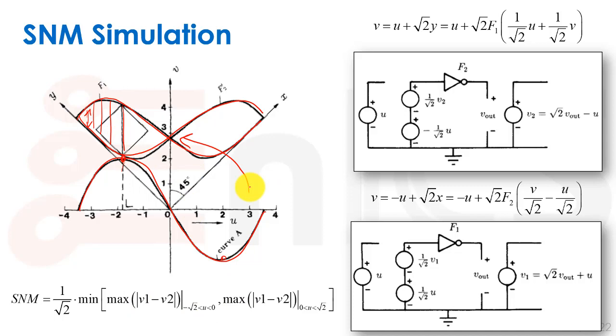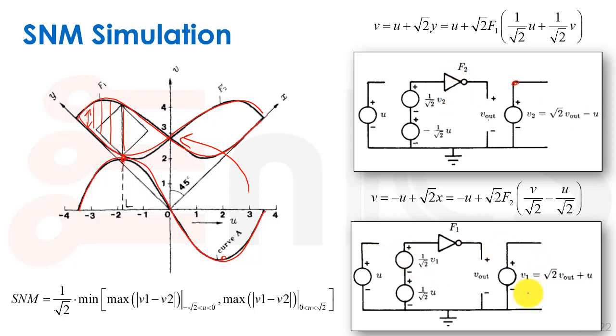Okay, how do we do this transformation? We take the transformation matrix, and we get this equation over here that V equals U plus square root of 2 times the feed forward path, as 1 over square root of U plus 1 over square root of V, and that's actually this circuit over here. So we have U as our input, then we have these dependent voltage sources, where this one is minus 1 over square root of U, and this one is 1 over square root of V2. We have Vout over here, and we have V2 over here, and V2 is now going to be square root of 2 times Vout minus U, where this is the feed forward path that goes through.